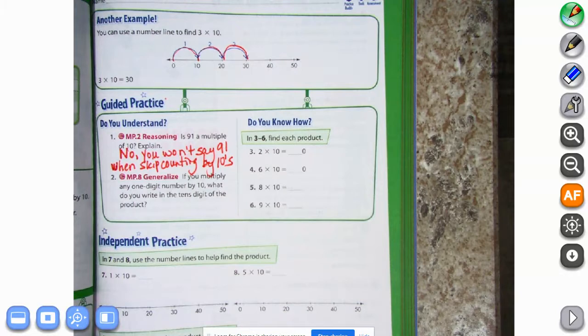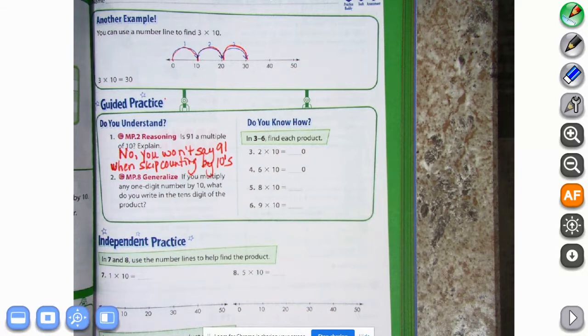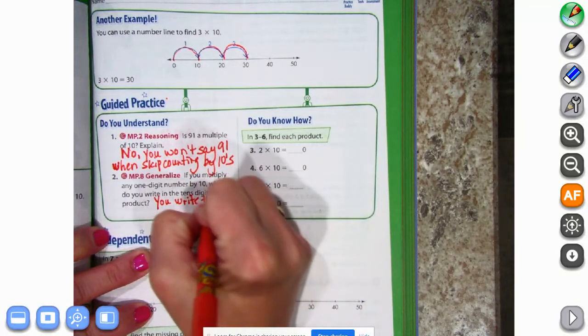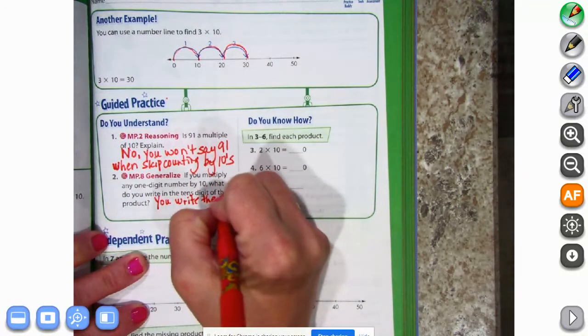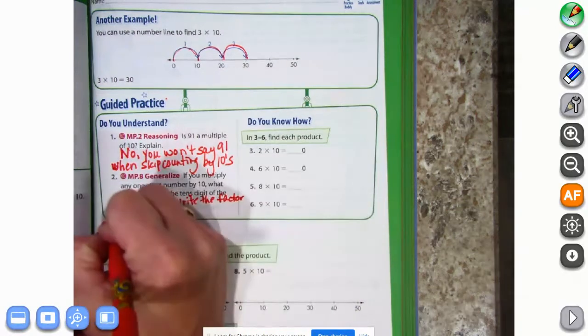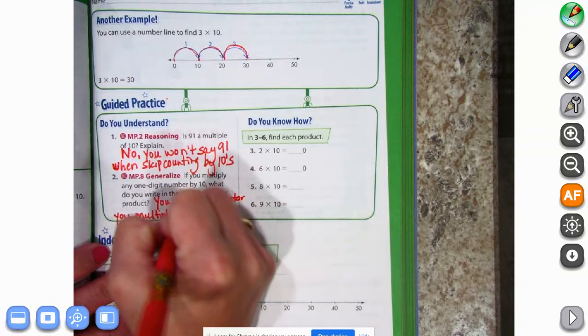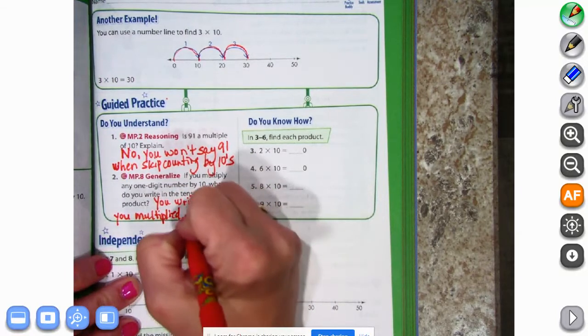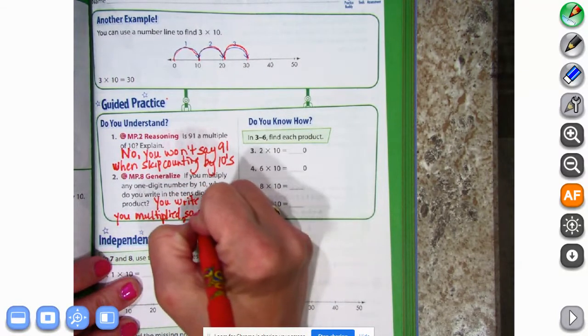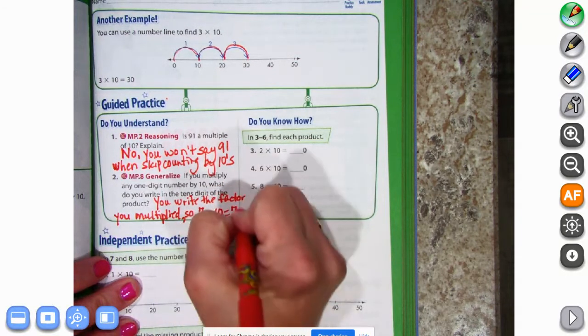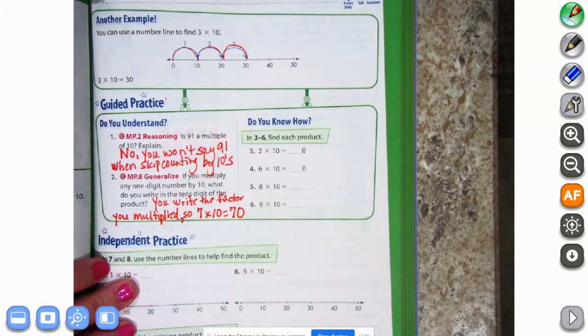If you multiply any one-digit number by 10, what do you write in the tens digit of the product? You write the number, the factor, you multiplied. So 7 times 10 would equal 70.